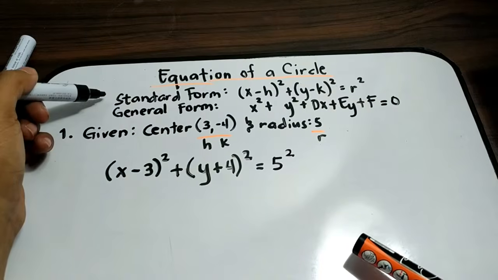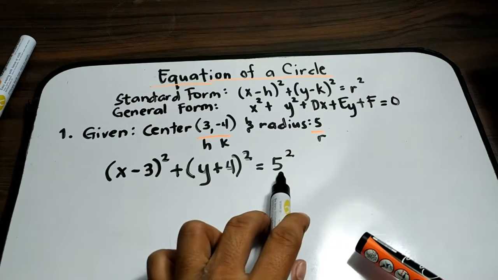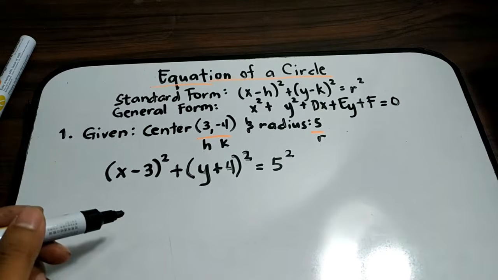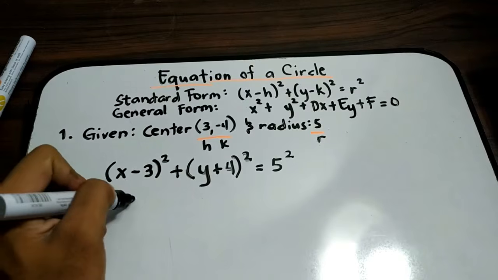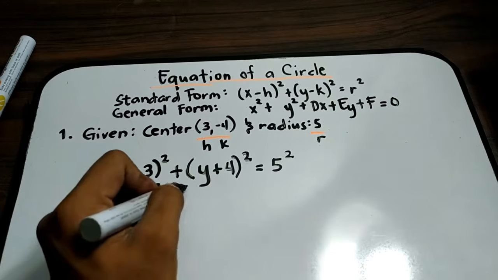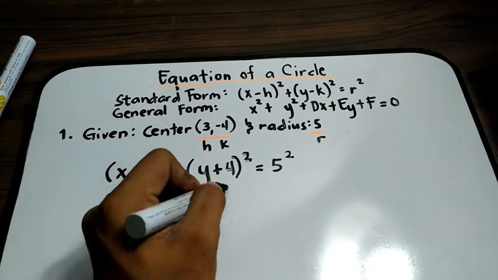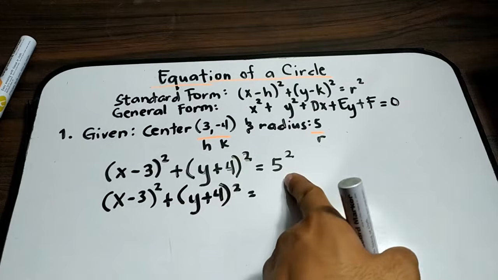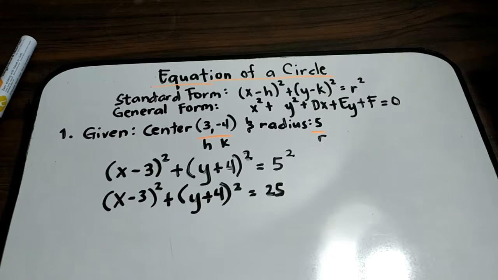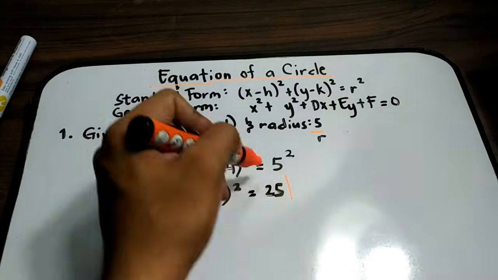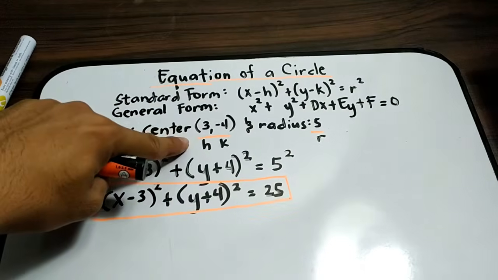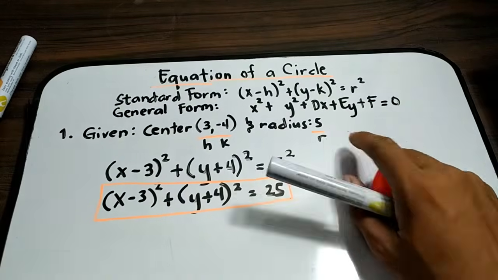And then to get the standard form of the equation, simply simplify 5 squared. So therefore, the standard form of the equation is simply the quantity of x minus 3 squared plus the quantity of y plus 4 squared, and this is equal to 25. So this is the standard form of the equation of the circle given the center of 3, negative 4 and the radius of 5.